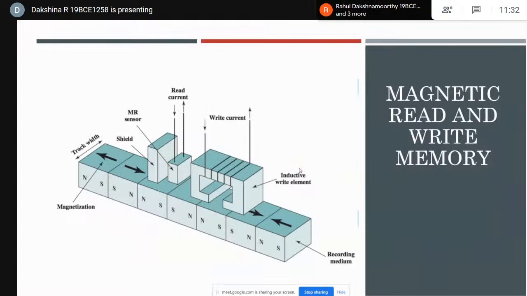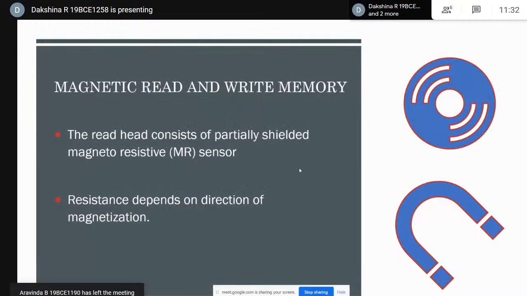And this is the structure of the head and the recording surface below the head, and how the coil is set up to read from and write to the surface below. Next slide. The read head consists of a partially shielded magneto-resistive sensor, otherwise known as MR sensor. The MR material has an electric resistance that depends on the direction of the magnetization of the medium moving under it. Next slide.